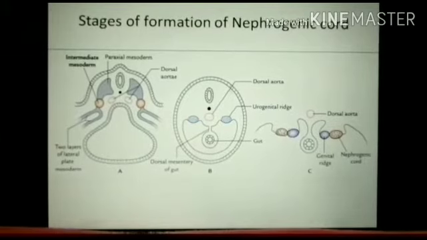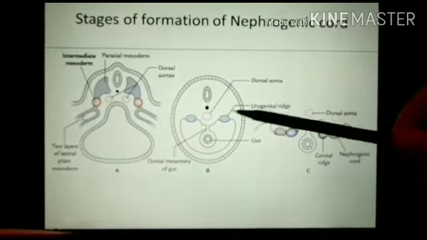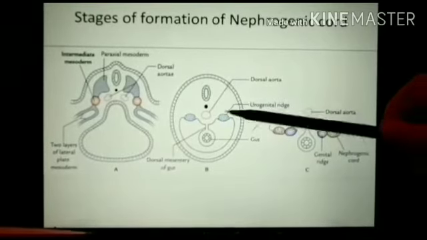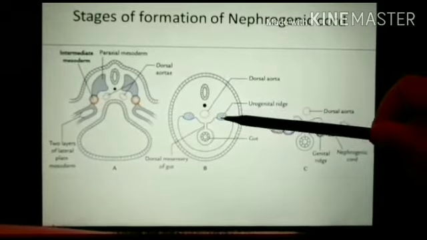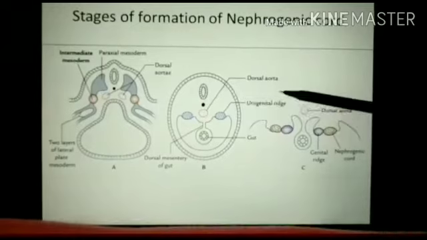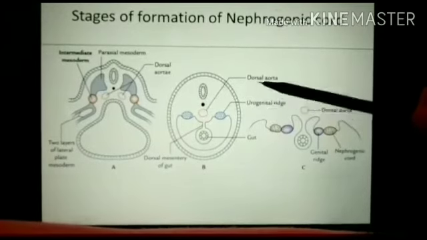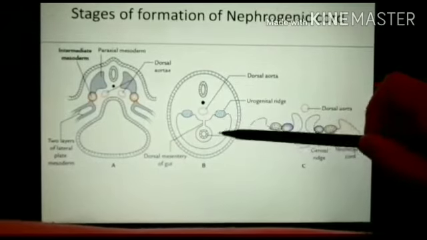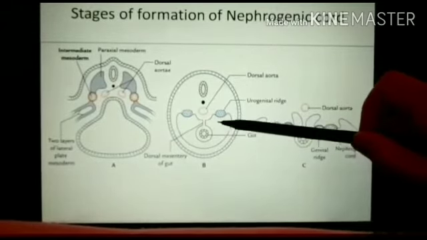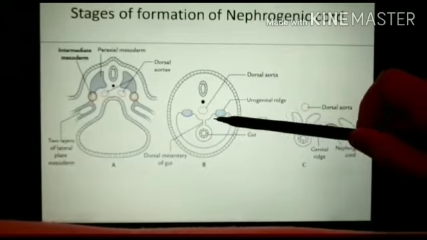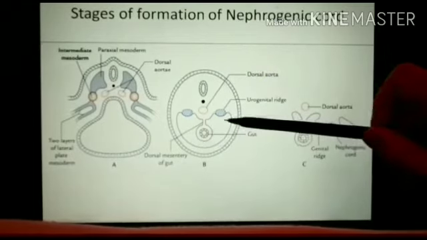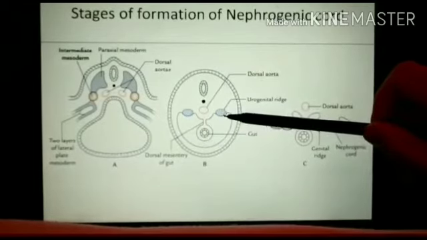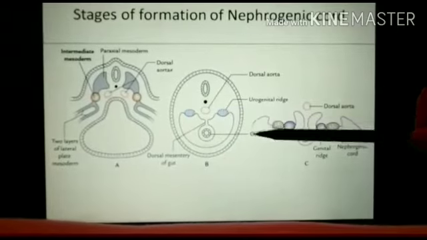So this intermediate mesoderm forms a longitudinal ridge on each side of the dorsal aorta, that is urogenital ridge, and this urogenital ridge is lined by coelomic epithelium because this is the peritoneal cavity and this is the lining epithelium. So anteriorly this genital ridge is covered by coelomic epithelium.